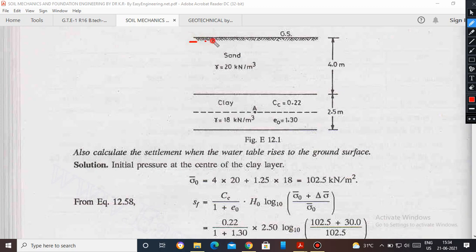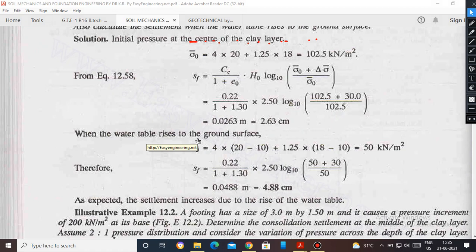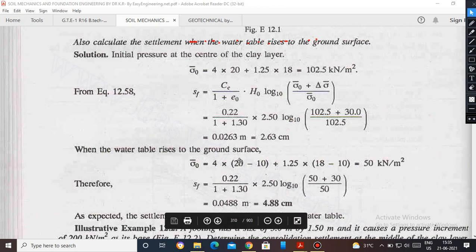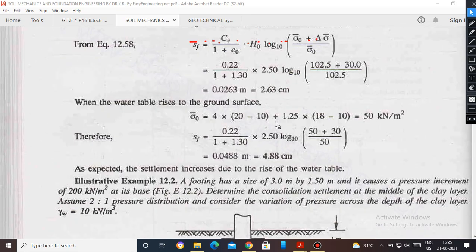Suppose the water table is overlying here. Because the water table is present here, the effective stress value will decrease, and because of the decreased effective stress, the settlement of the soil mass will be more. Hence, when the water table rises to the ground surface, again we have sigma naught equal to gamma into Z. When the water table rises to the ground surface, the sand zone will be converted to a submerged condition, hence gamma minus gamma w. So 4 into 20 minus 10, plus 1.25 into 18 minus 10, because gamma sat minus gamma w, gamma b minus gamma w, we take as the submerged condition of the soil mass.